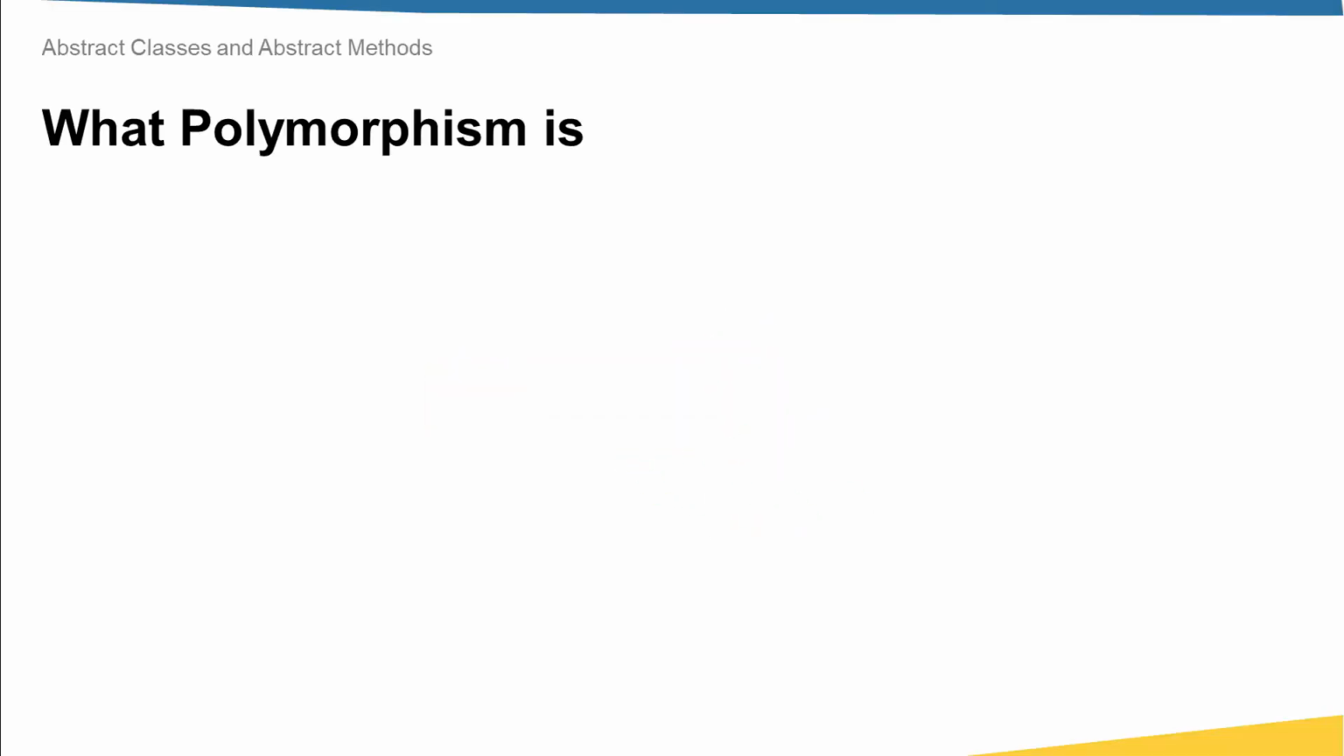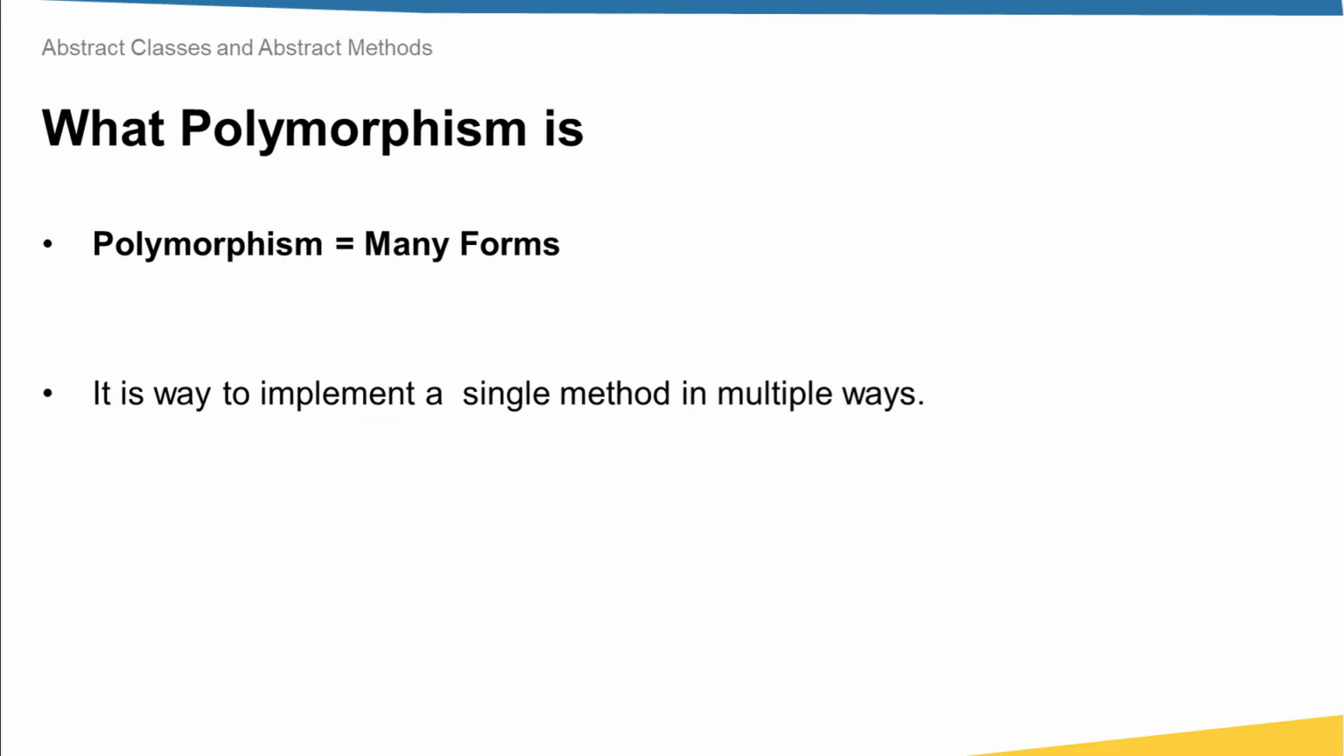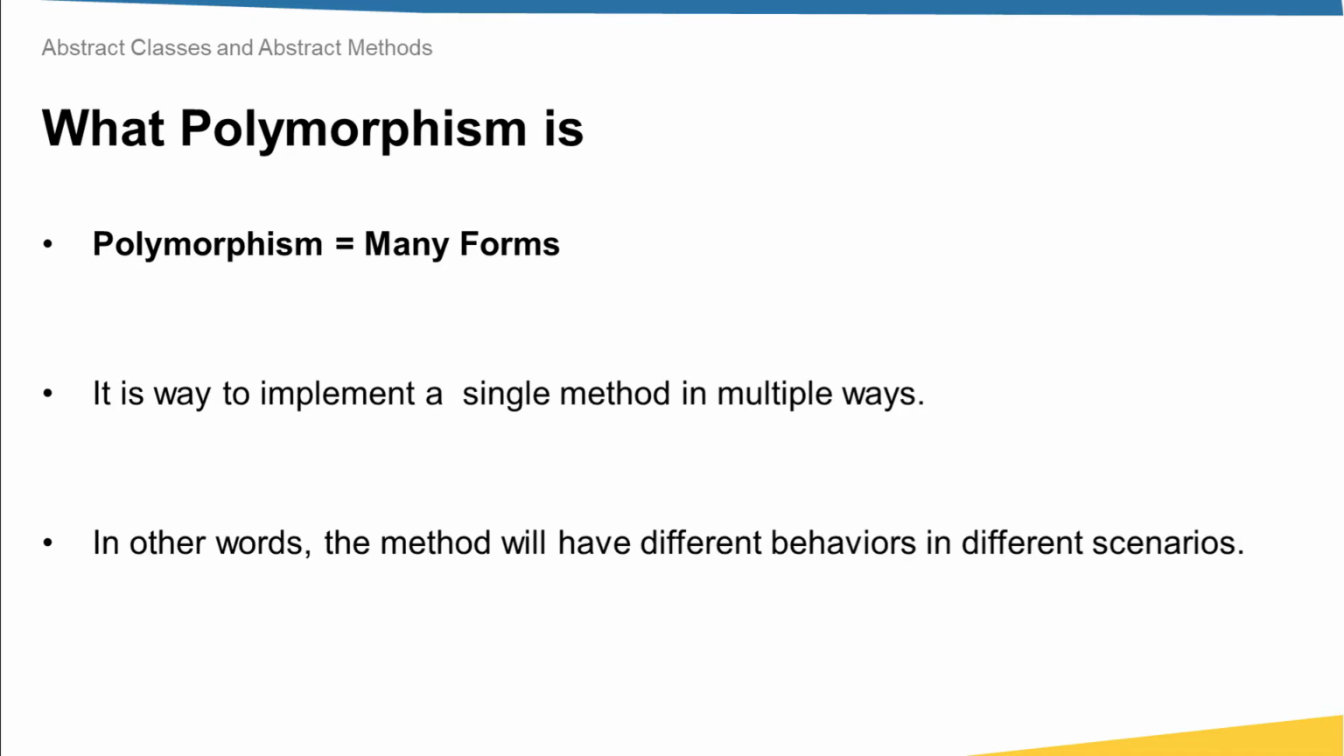So, what's polymorphism? Simply, at the beginning, let me tell you that polymorphism is just a combination of two words, poly and morphism, which mean in English many forms. So what do I mean by this? In OOP, polymorphism means that you are able to implement a single method in multiple ways. And why are we doing that? Because I need the method to have different behaviors in different scenarios.